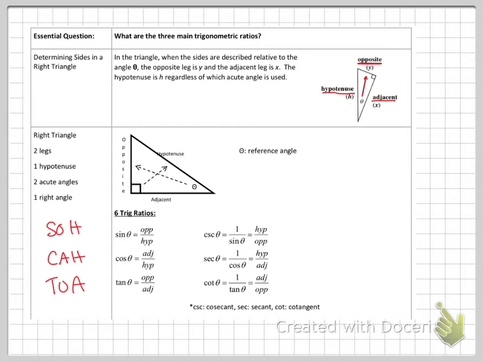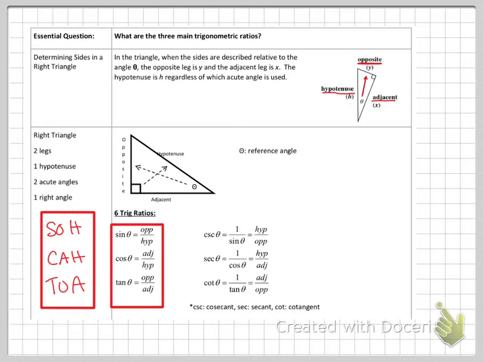So CAH means cosine theta equals adjacent over hypotenuse. TOA means tangent theta equals opposite over adjacent. The middle letter is on top and the third letter is on the bottom. So I am counting on you to be able to remember your SOHCAHTOAs from last year. Notice they're all written over here as well.